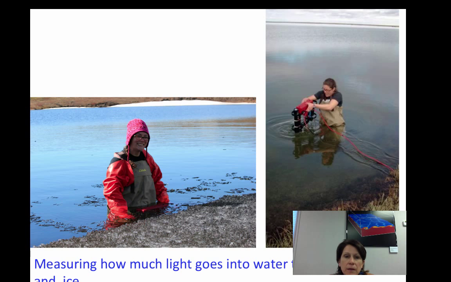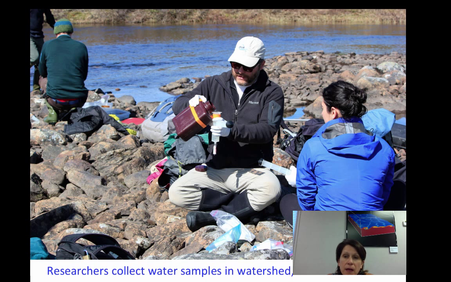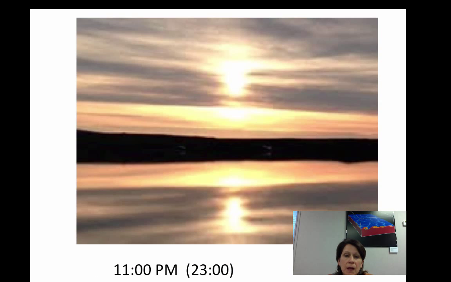The amount of light going through a water column is also measured, and then bacteria through a watershed are also measured and identified. And keep in mind that in the Arctic, in the summer, there's 24 hours of sunlight. This was a picture of sunlight at about midnight.